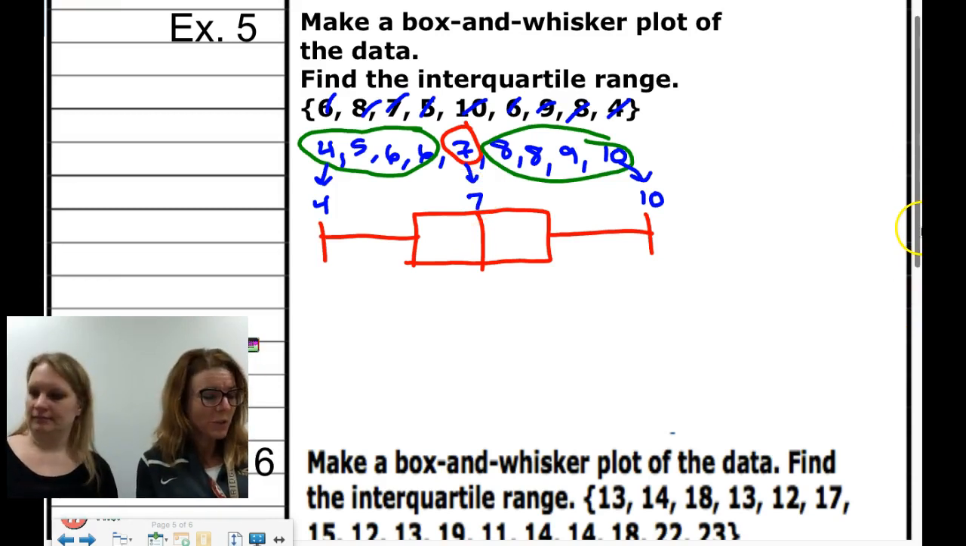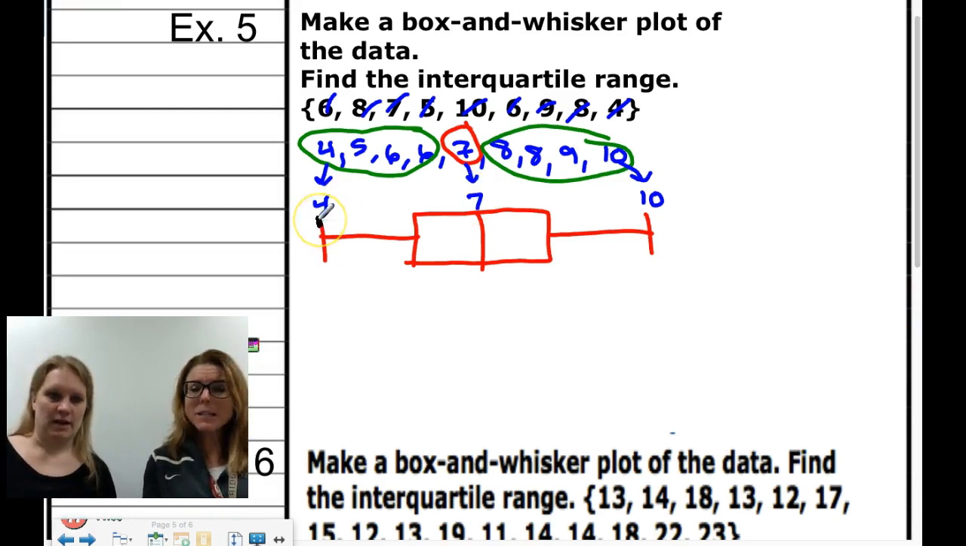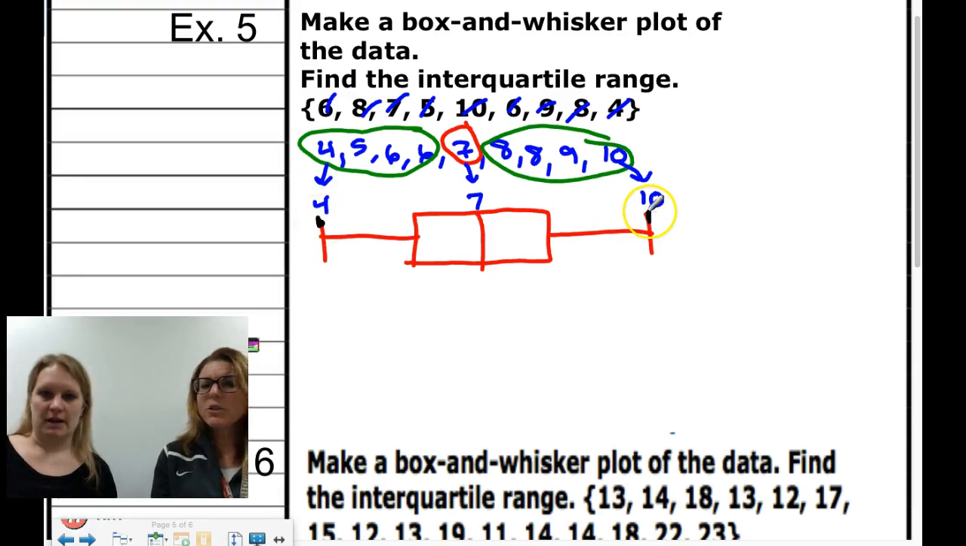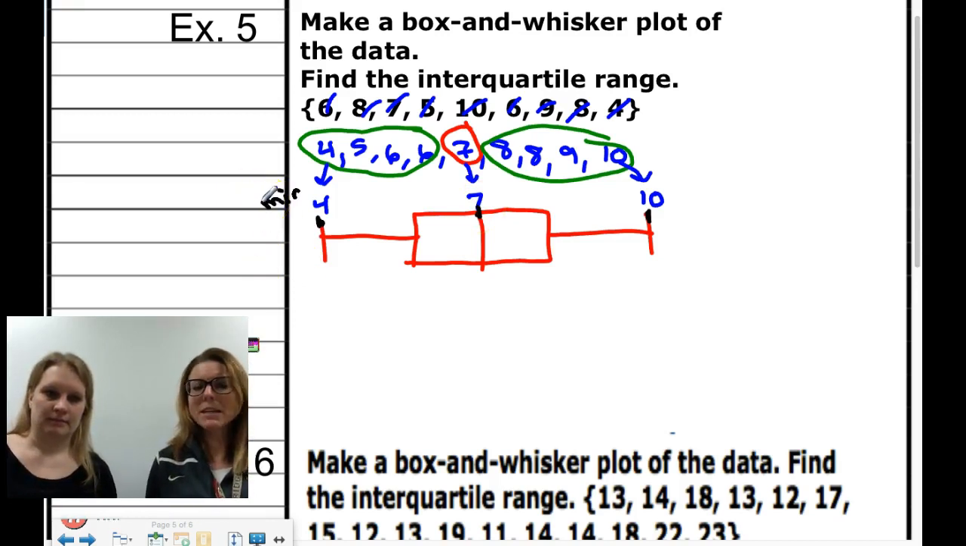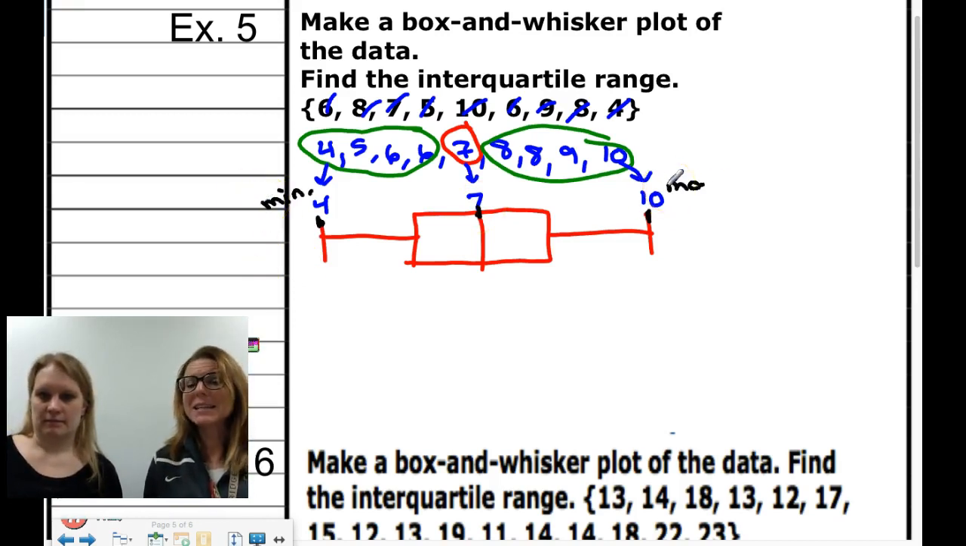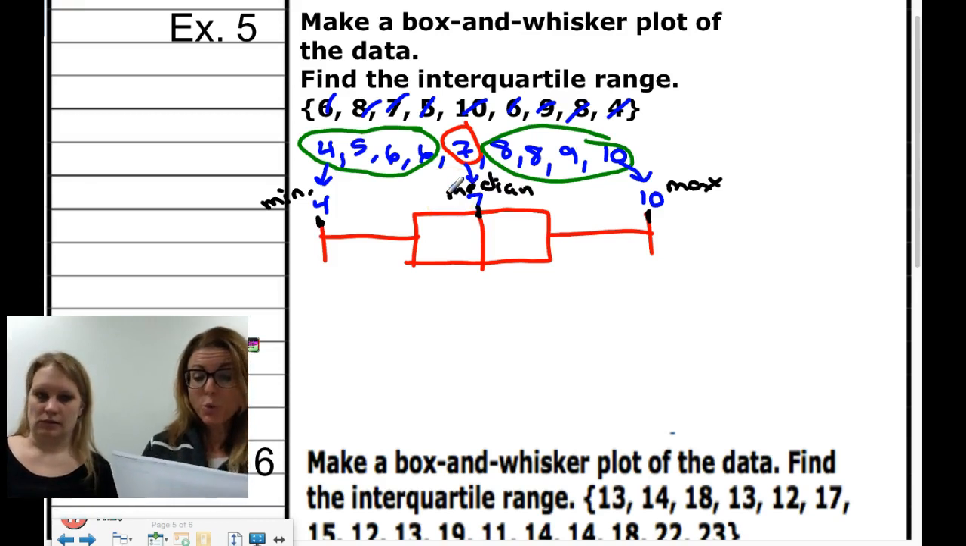Remember, in a box and whisker plot, we need a minimum, a maximum, and a median. Here's our minimum, here's our maximum, here's our median. For the fun of it, I think we should label them because we're learning. So let's write min, max, and median. Perfect, those are 3.